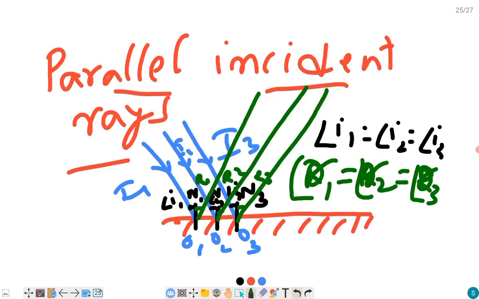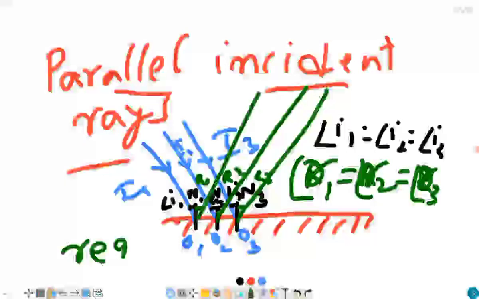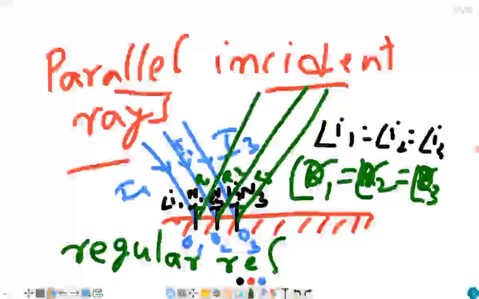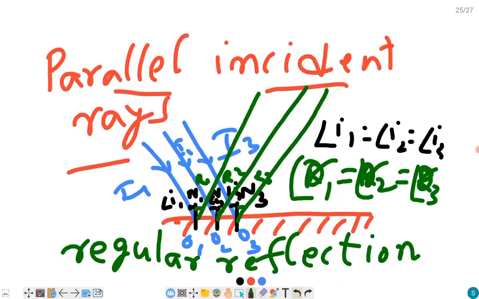So this type of reflection is called regular reflection. That means for parallel incident rays, the reflected rays also will be parallel. This is called regular reflection. In this, anyhow, the laws of reflection are obeyed.